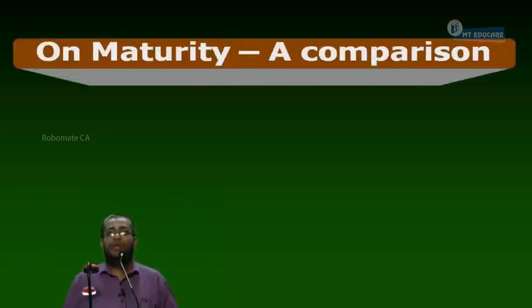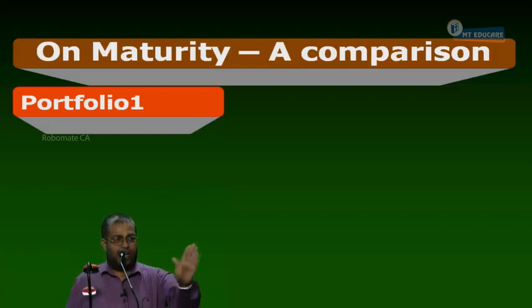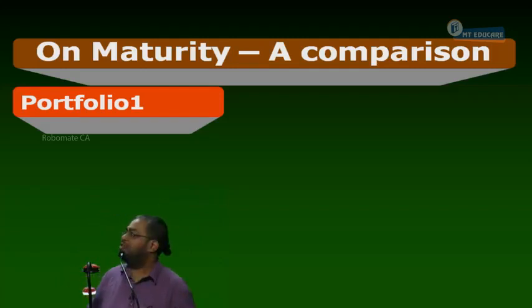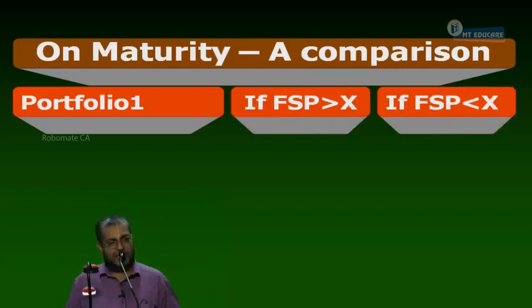Now, a very simple proof. Can I proceed? Okay, let's take the maturity date. Suppose both are after 3 months. On the maturity date, let's take portfolio 1 first. Two things can happen on the maturity date here. What are the two things? FSP can be more than the strike price, or FSP can be less than the strike price. Same story again. The actual share price can be more than the agreed price, or less than the agreed price. Always. Yes or no? Now, FSP can be more than the strike price, FSP can be less than the strike price.